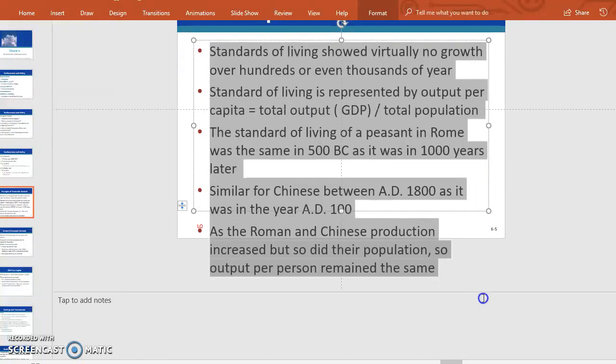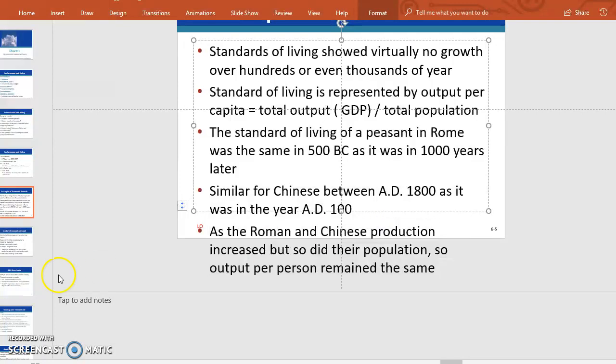As the Roman and Chinese production increased, so did their population. So output per person remained the same. Now standard of living depends on output per person, right? Our well-being, our standard of living depends on how much goods and services we get to consume, and we learn about that from this output per capita. If this remains the same for a long time, then standard of living also remains the same.